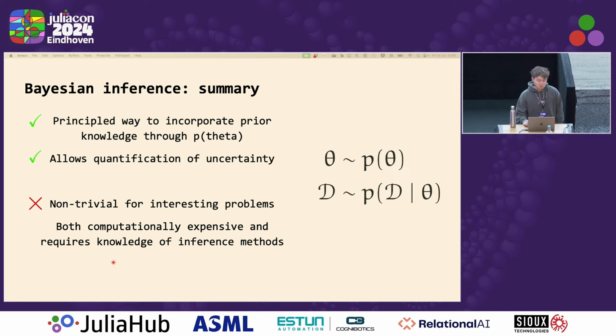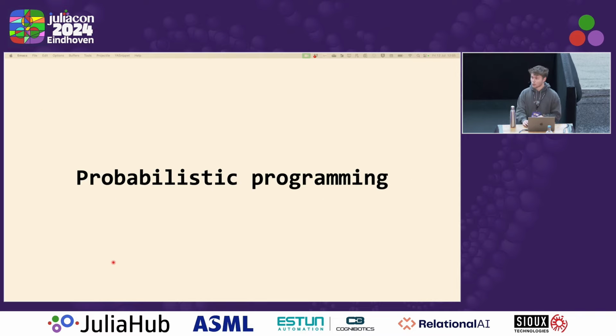So in summary, it's a principled way of incorporating prior knowledge into your simulator, like the model you have of your parameters. It allows you to quantify the uncertainty over the parameters that you're interested in, but it is non-trivial to do for interesting problems, both computationally, but also statistically. You want the methods to be well implemented, so they're fast, but they also need to be statistically efficient, in the sense that they can actually get an approximation of the posterior that you're interested in rather quickly. And this is where probabilistic programming comes in.